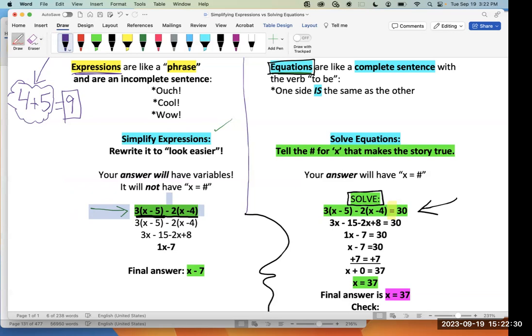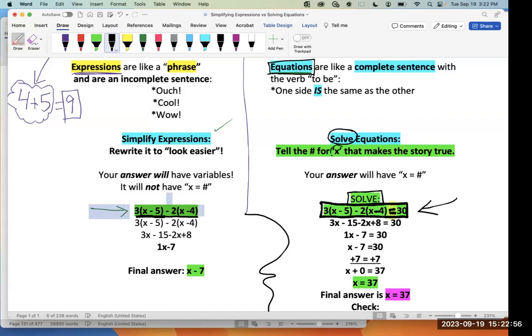Okay, back to solving our equation. What we did in an algebra class was we were given an equation like this here on the right, where we were told that the expression, 3 times the quantity x minus 5 minus 2 times the quantity x minus 4, has the same value as 30. And then we are asked to solve.